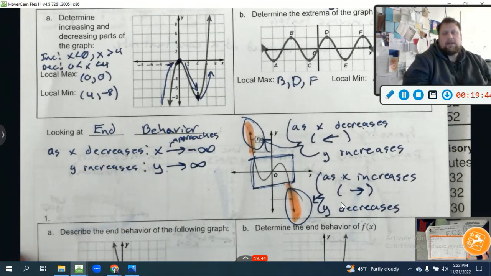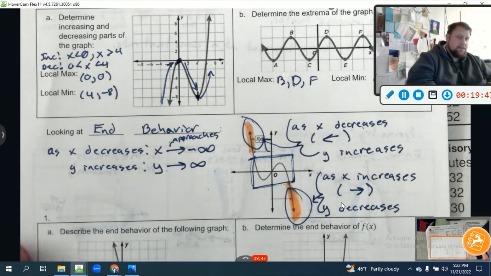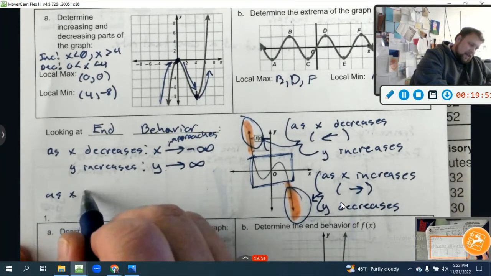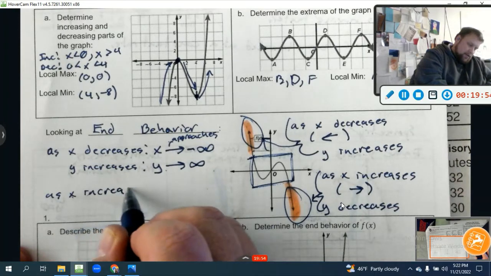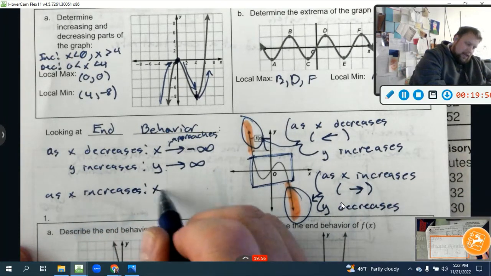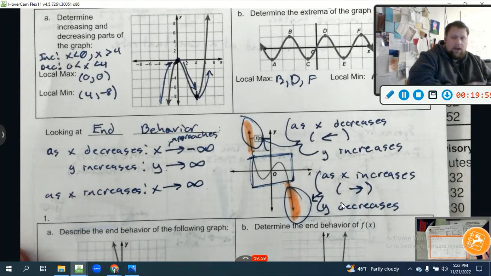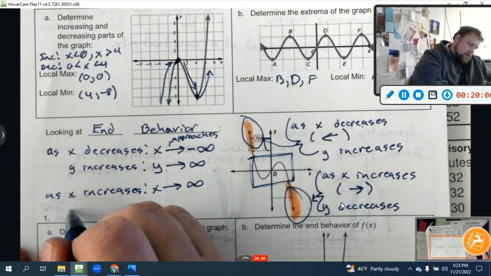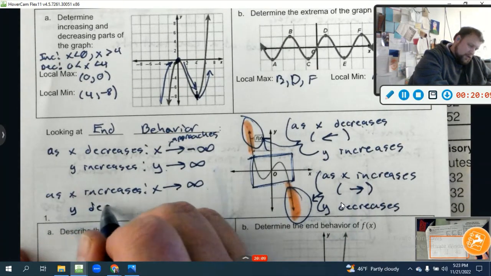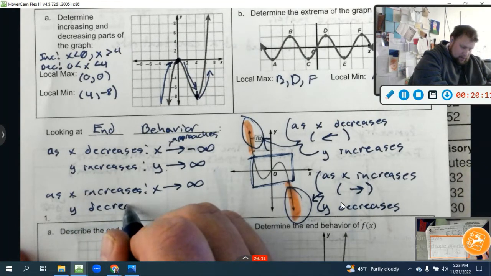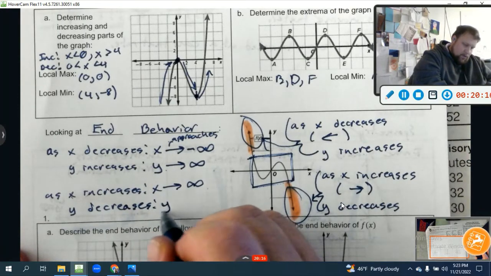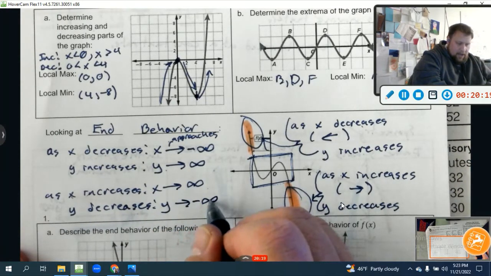Like the infinity gauntlet, infinity stones, yeah, recognize some things? And then when we would say as x increases, we're talking about x approaching positive infinity, so going on forever to the right. I guess that's left for you, but forever to the right. Then what do we see right here? We see y decreases, which is y approaches negative infinity.